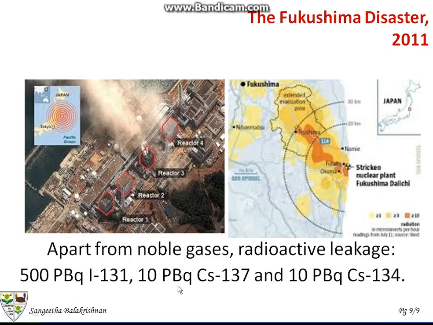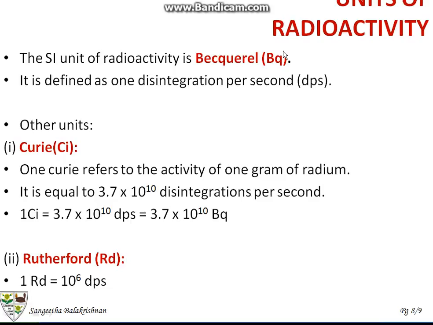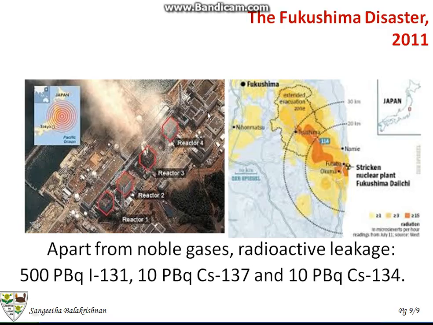So the last slide that I thought I'd show you in this video is about the Fukushima disaster, which happened in 2011 in Japan. The earthquake happened, and the Fukushima Daiichi plant had exploded. The 4 reactors caught fire. Of these 4 reactors, you'd recall reactor number 2 and reactor number 3 leaked a lot of radioactive materials into the atmosphere and into the oceans. The reason why I'm showing you this slide is because the SI unit of radioactivity is becquerel, and here you see 500 picobecquerels of iodine 131, 10 picobecquerels of cesium 137, and 10 picobecquerels of cesium 134.